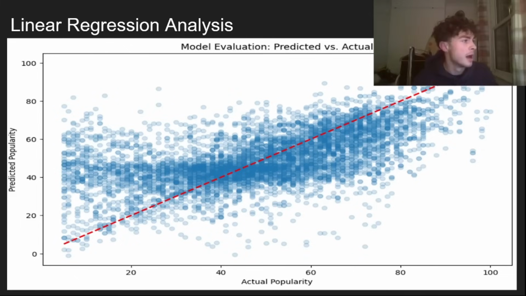So looking at our analysis, this is a graph of predicted popularity versus its actual popularity. As you can see here, it seems to work pretty well between the range of 40 to 80, but works less well at the other end of the spectrum where there is a lot less density of data.